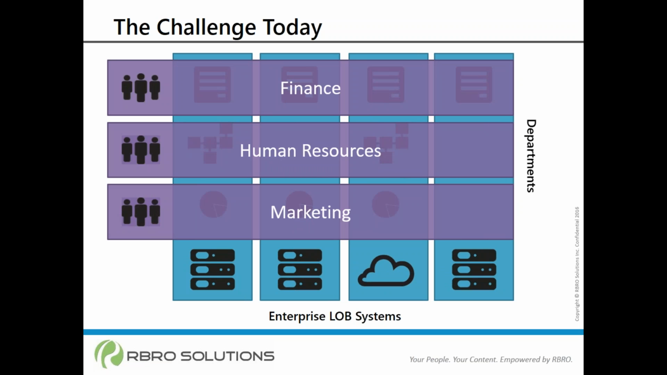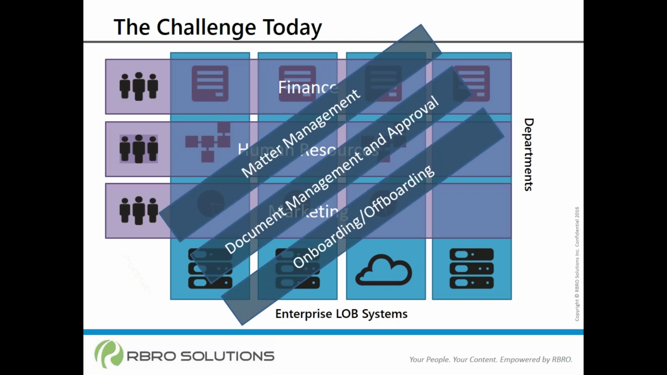And different groups interact with them in a linear fashion. They interact with the systems independently of each other, and they each log in and use those systems how they need to. Some people don't use specific ones, but some people do, and they use each of them independently. And what K2 does is it allows you to bring your processes together across those applications that you have on the back end. So here we just have some example: matter management, document management, approval, onboarding, and offboarding.